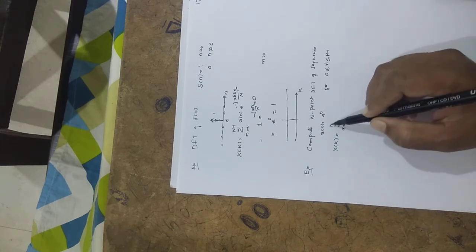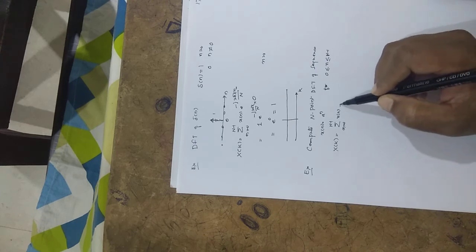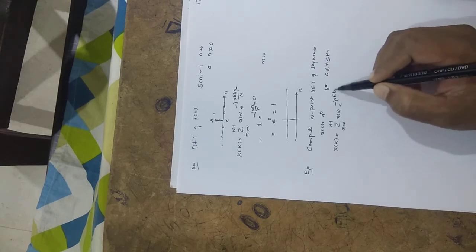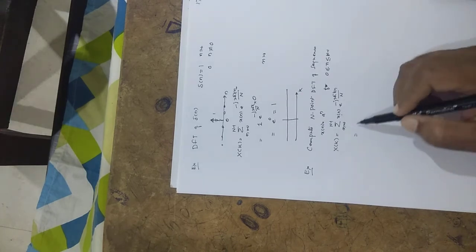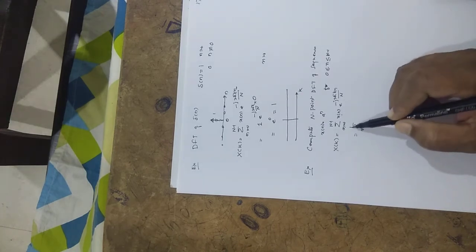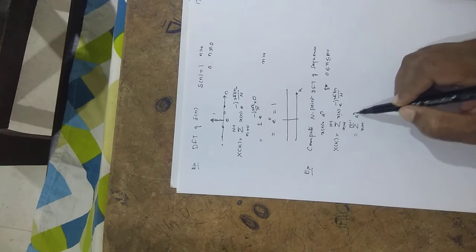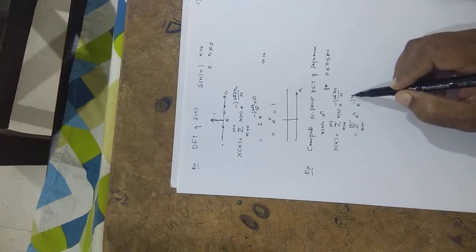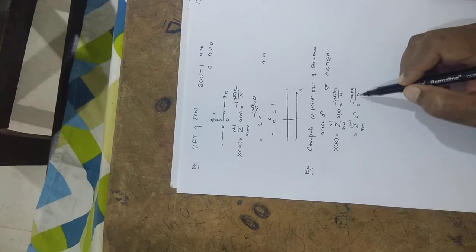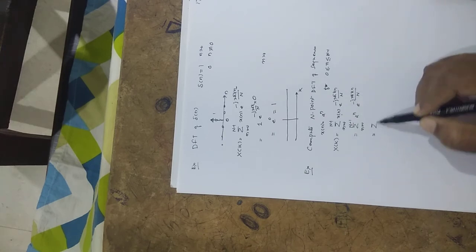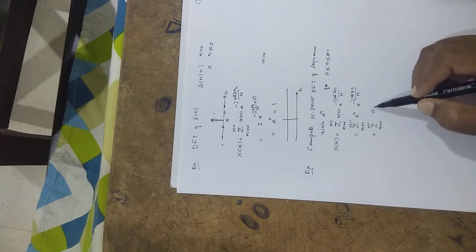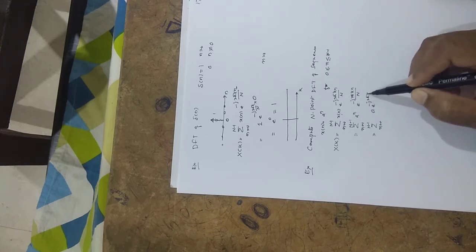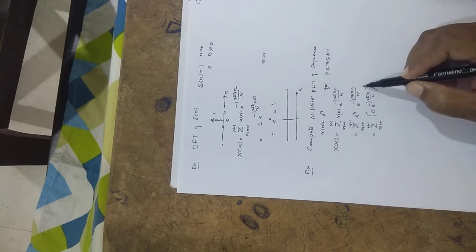Summation n equal to 0 to N minus 1 x of n e to the power of minus j 2 pi k n by N, according to the definition. x of n is given as a to the power of n. So summation n equal to 0 to N minus 1 a to the power of n e to the power of minus j 2 pi k n by N. This I can write as a e to the power of minus j 2 pi k by N, raised to n.